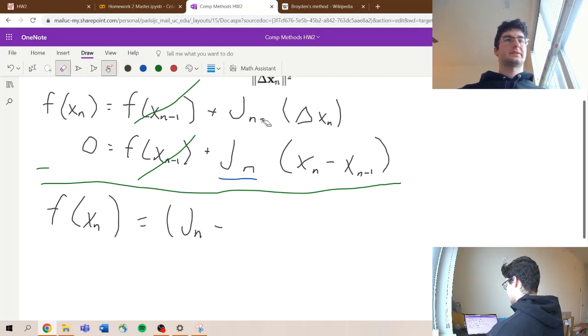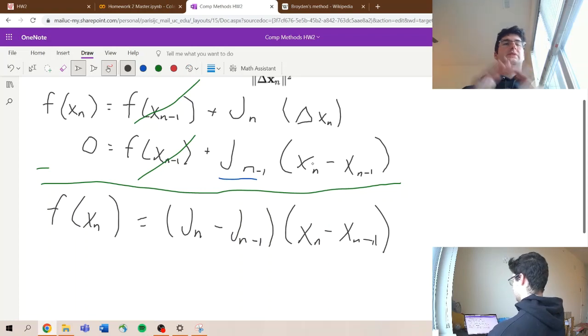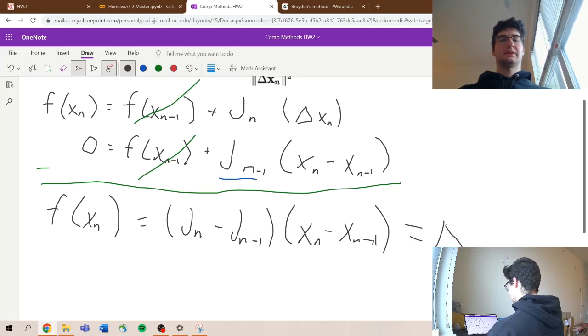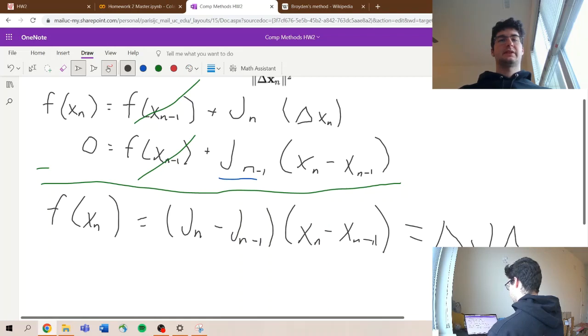Excuse me, I think I have these backwards. That should be an n. That should be n minus 1. So J_(n-1) times x_n minus x_(n-1). The reason we can do this is because these two terms here are the same, so you can just distribute. Another way of writing this is the change in the approximate Jacobian times the change in x. That means the same thing.